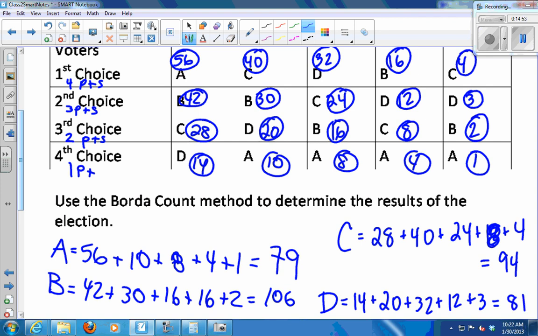So who wins using Borda count? B with 106 points. What do you think? Yes, I'm going to have you do it on your own in just a second.